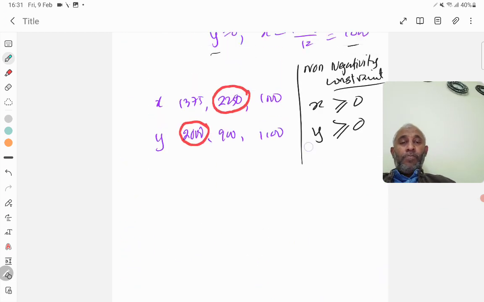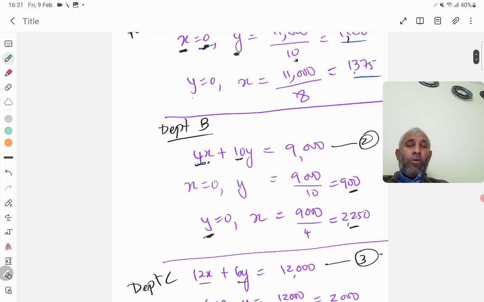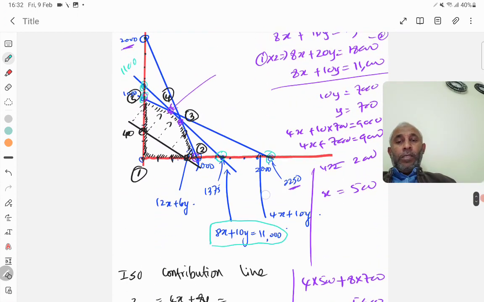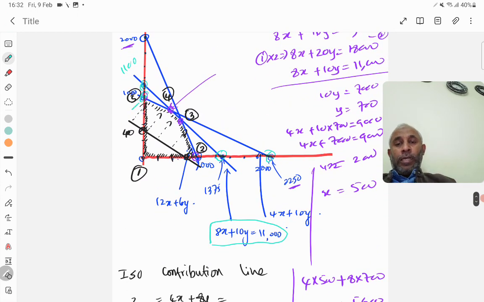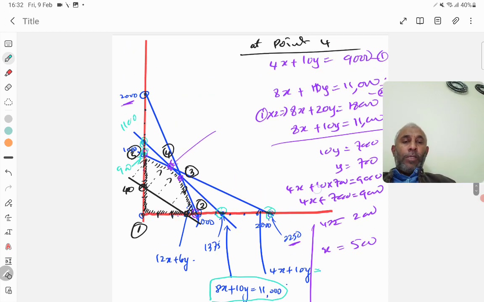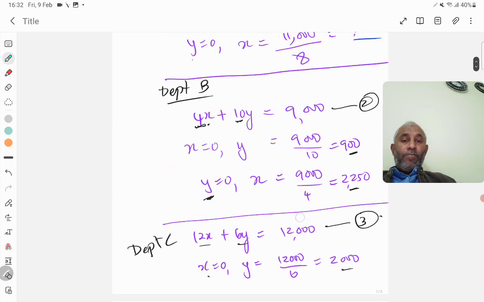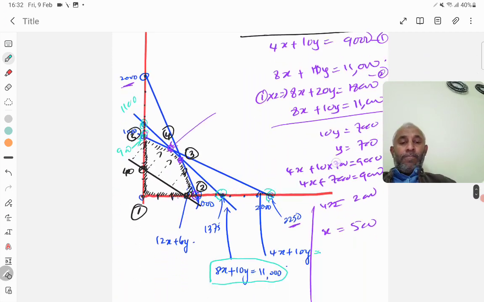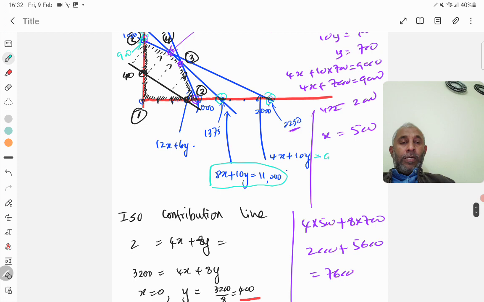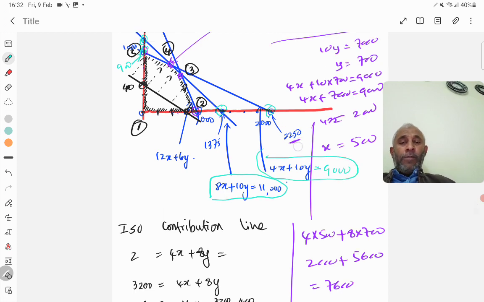Second one, when x is equal to 0, y is equal to 900. So that is this. This is 900. And when y is equal to 0, x is equal to 2200. That is that. So that line is 4x plus 10y is equal to 9000. So that is the second equation. So that is this.